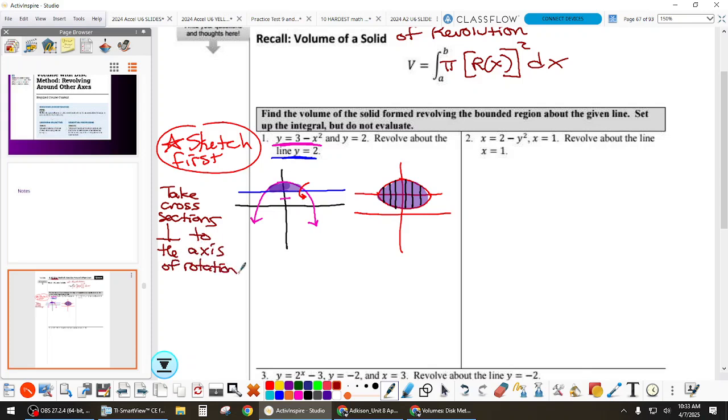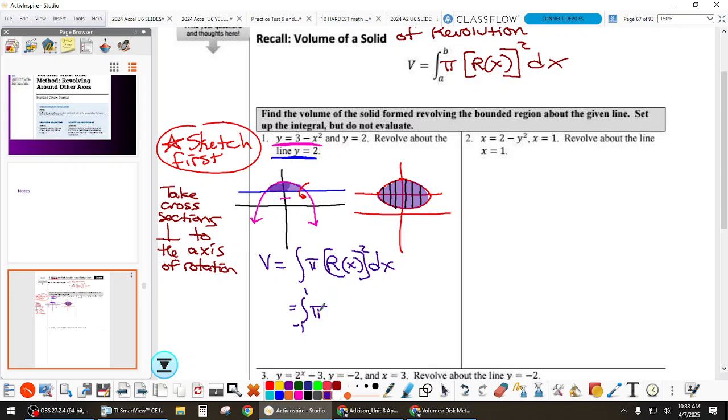All right. So how do we set this up? V equals the integral from negative 1 to 1. What did you say here? Negative 1 to 1. And how did you get that? Because it's a regular parabola. It was one down and one across. Basic knowledge of parabolas. Good job.